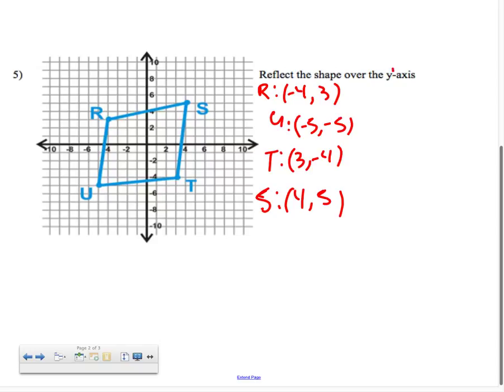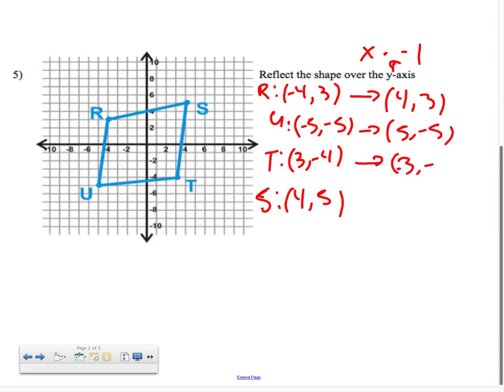Again, this right here says x times -1. So this would be (4, 3). This would be (5, -5). This would be (3, -4), or sorry, (-3, -4). And this would be (-4, 5). And then you go ahead and graph the points. So (4, 3), that'd be right there. (5, -5), that'd be right here. (-3, -4), that'd be right here. And (-4, 5), that'd be right here.